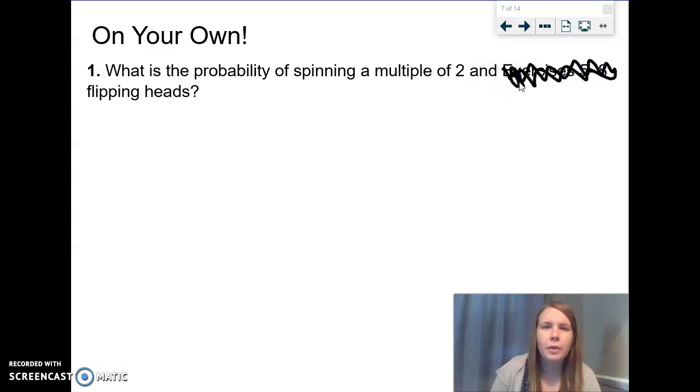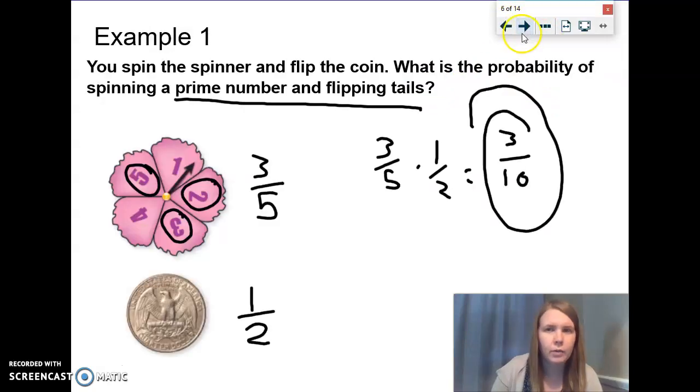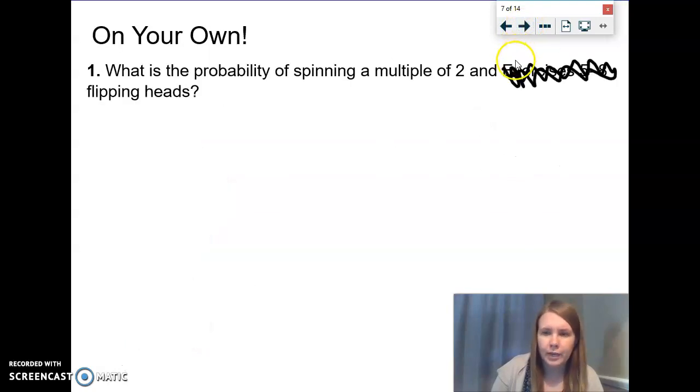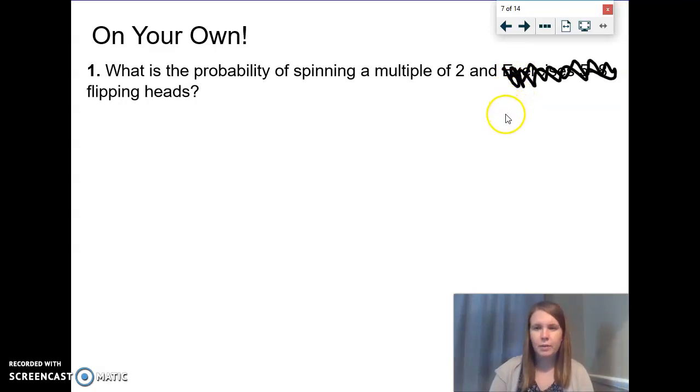All right, so what's your probability of spinning a multiple of 2? We're just using the same spinner. Okay, what's your probability of spinning a multiple of 2 and flipping heads? So go ahead and figure out that probability. Figure out the probability for each one and then multiply them together. When you get back, we will have the answer.